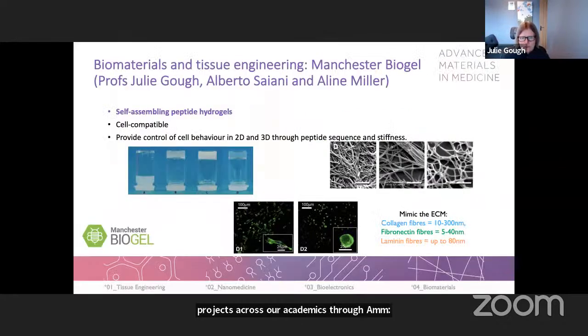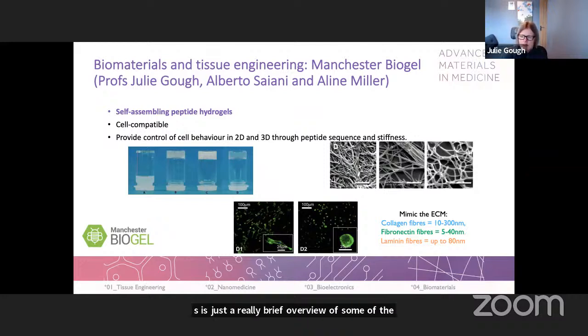So one of the projects that we've got going, which is actually extremely wide-ranging, is using Alberto and Aileen's Manchester Biogel peptide hydrogels, and quite a few academics across Manchester are working on this, not just me, Alberto and Aileen, for many different applications. So this is just a really brief overview of some of the properties of those peptide gels.